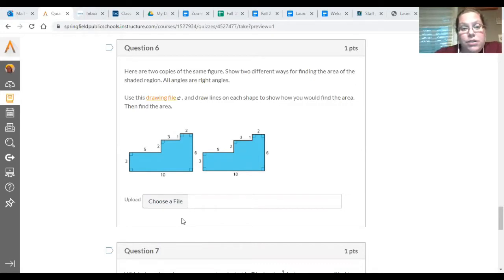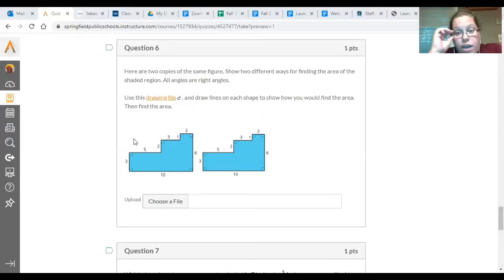Anyways, so here's number 6 on our work that was due today. Don't worry about it. I say it's due today just to help you identify what assignment I'm talking about, but if you get it turned in tonight or tomorrow, you'll be fine. No worries. So it says, here are 2 copies of the same figure.